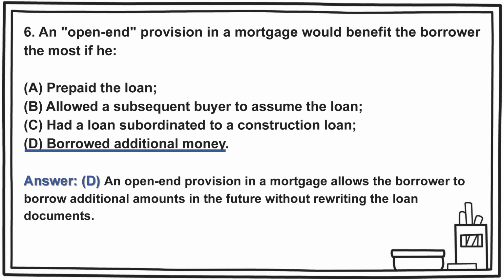Answer D. An open-end provision in a mortgage allows the borrower to borrow additional amounts in the future without rewriting the loan documents.